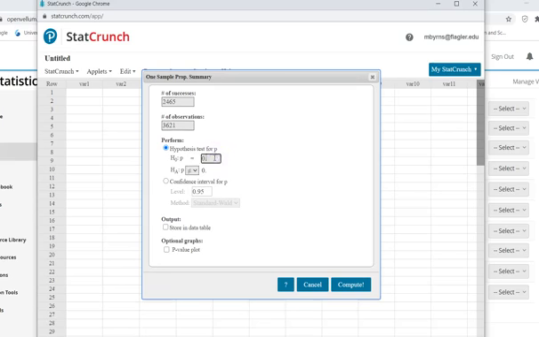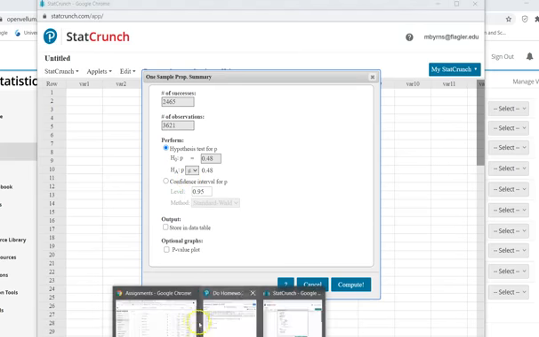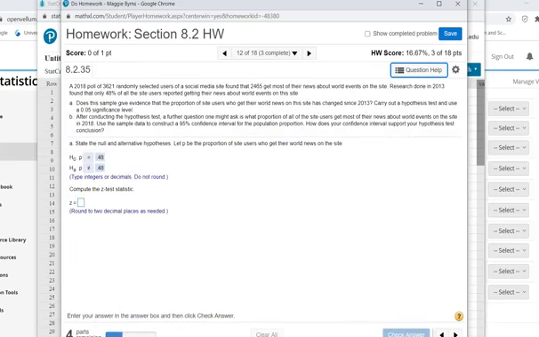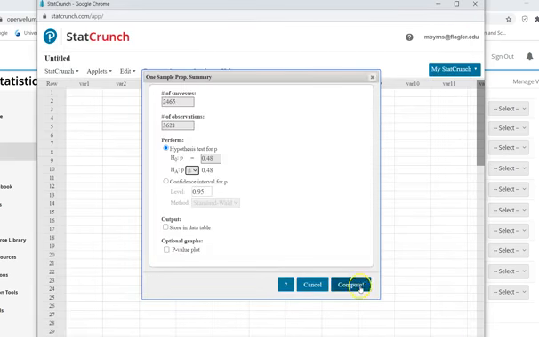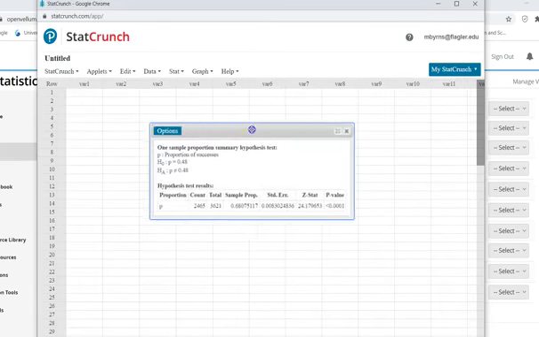My null hypothesis for this question was that P was equal to 0.48. My alternative, you can pick the symbol you need, but I wanted not equal to. Remember, mine was not equal to 0.48. So I'm going to click compute, and here we go.